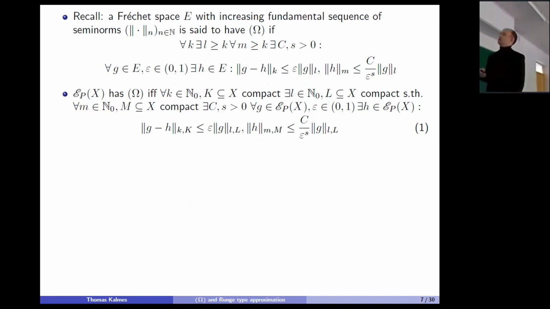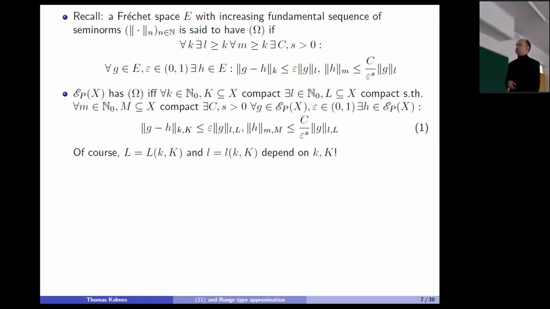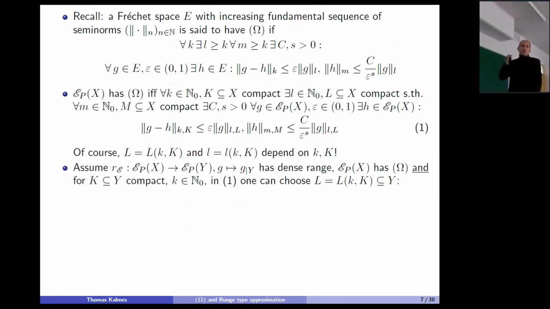but this will play a role in the generalization of this quantitative Runge approximation. Of course, this pair L, so the compact set L and also the non-negative integer l, will depend on the compact set K we choose in the first place and also the derivation order. And if we assume now that our restriction map between the smooth kernels has dense range, the approximating kernel, so the kernel over X, has property omega, and if it is possible that whenever we choose our compact set K as a subset of the smaller open set Y, we can choose this compact set L, which a priori sits inside X, so that it even sits inside Y, then we can argue as follows.